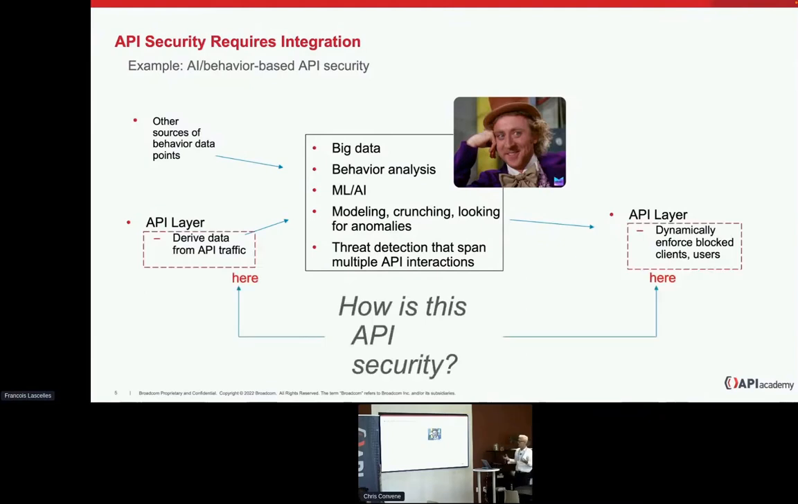The way that that's API security is that in the API layer, you need to be able to derive data from the API traffic that's relevant for that solution. So that's integration, right? You need to instrument that everywhere in your API. And then on the reverse side, if your AI engine discovers something that's a threat, and you need to maybe block a specific client or a specific token or something like that, you also need to instrument that into your runtime API, right? So there's a lot of different examples of where integration is required to make API security work.